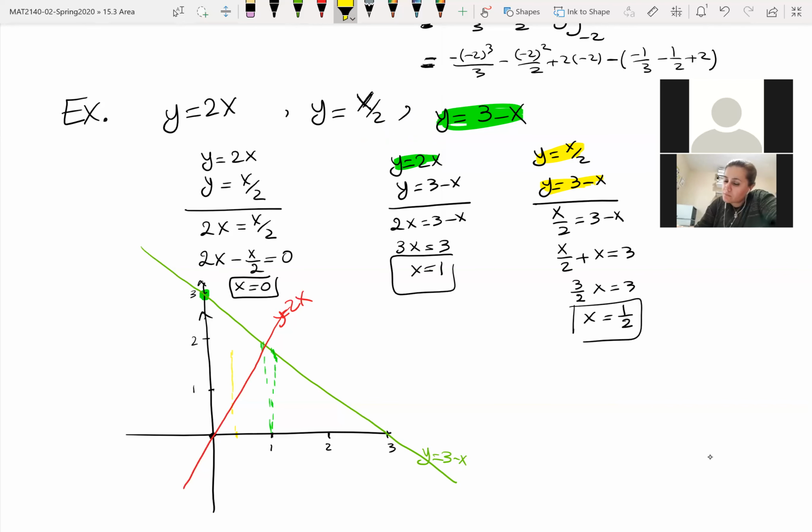This one? Multiply by 2/3. The 3 by 3 cancel out. Yeah, that's 2. So it's somewhere here, huh?